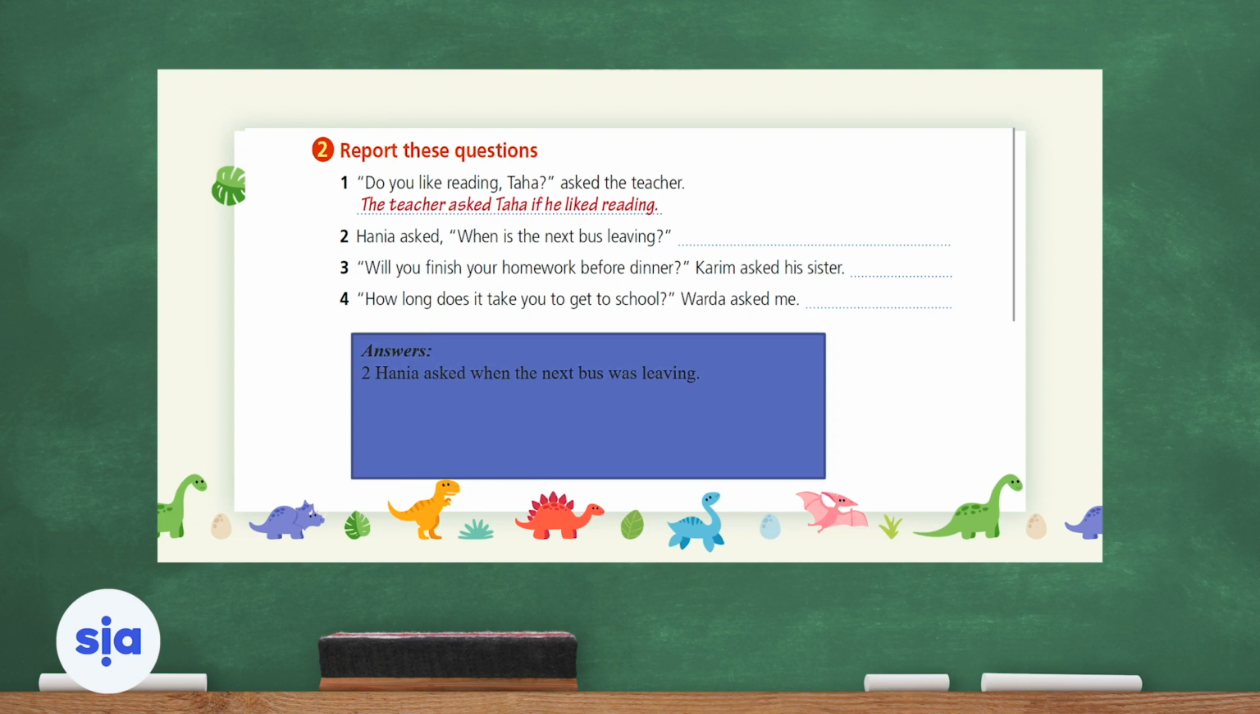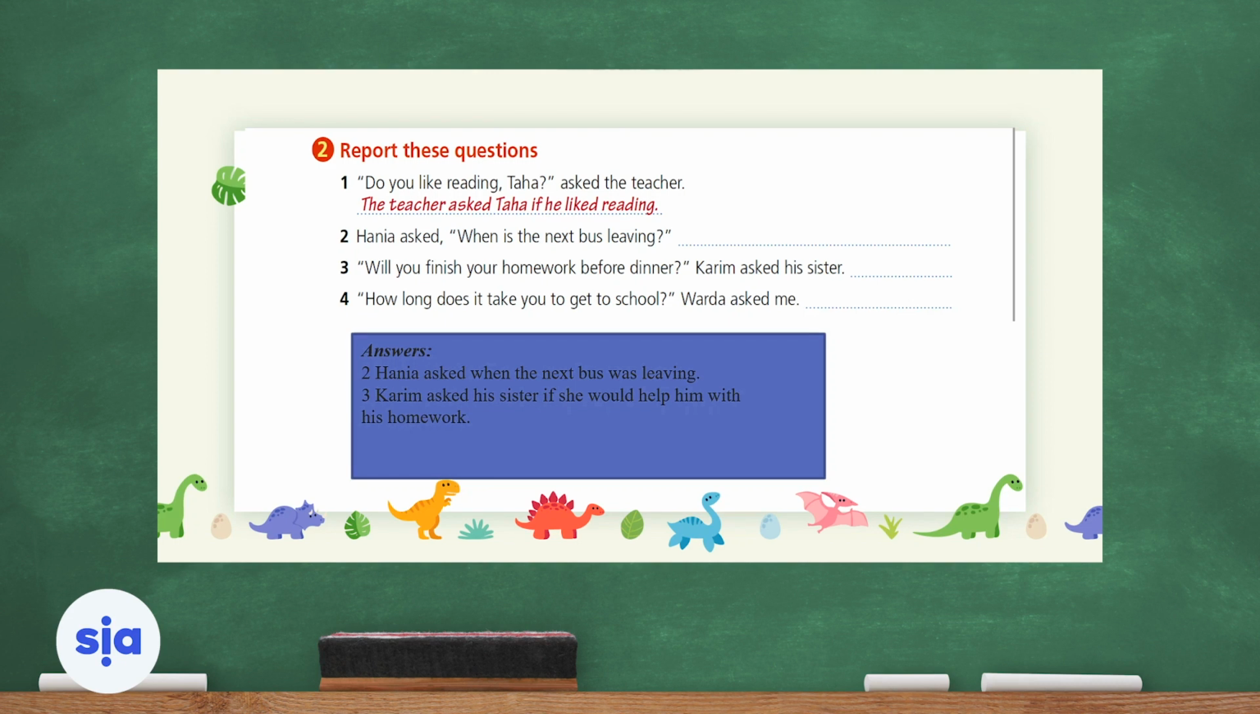Let's move on to number 3. Will you finish your homework before dinner? Karim asked his sister. Now we want to report what Karim asked. Over here, the question stated in number 3 is actually a yes or no question. In that case, we will use if. So we'll say Karim asked his sister if she would help him with his homework.